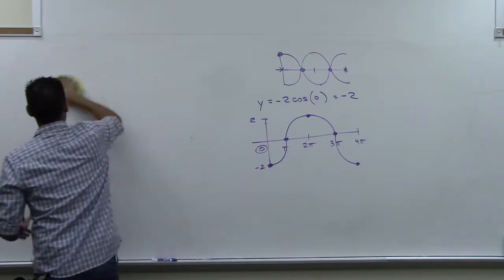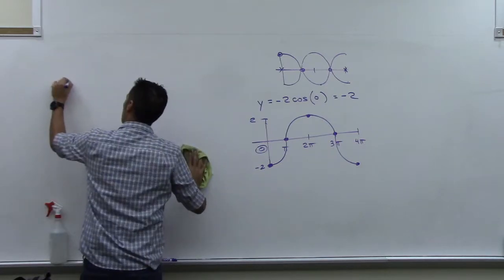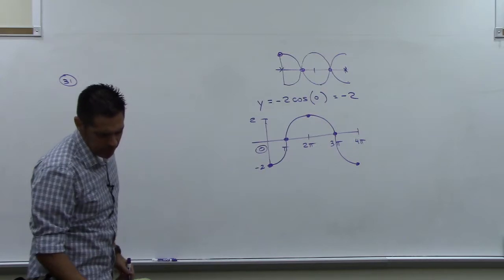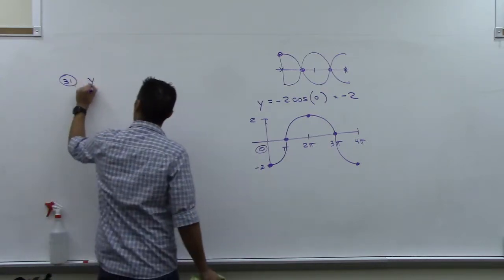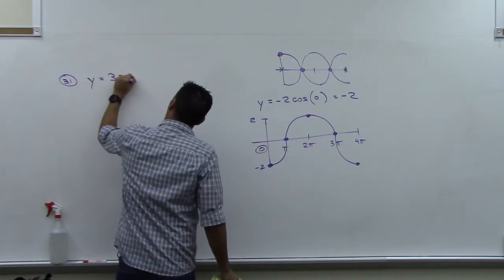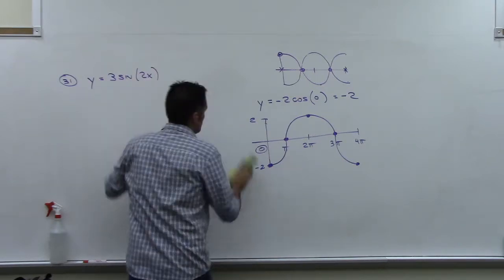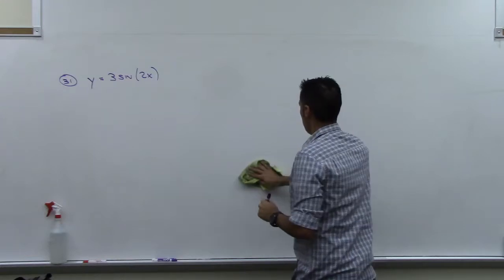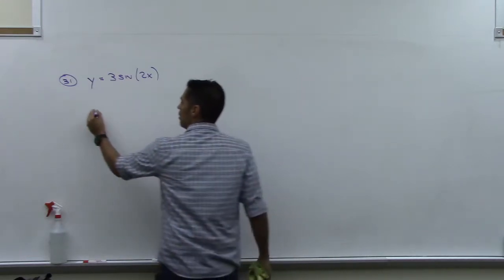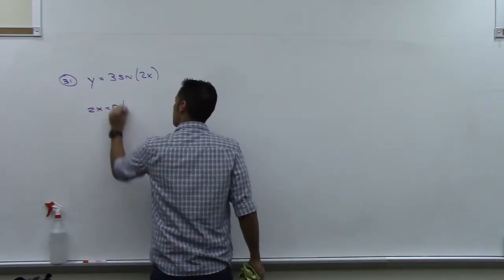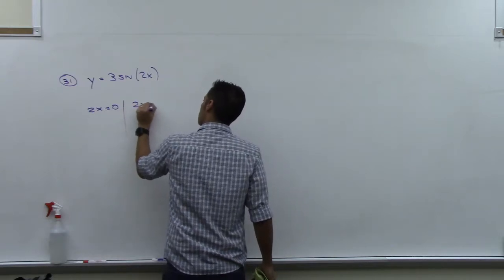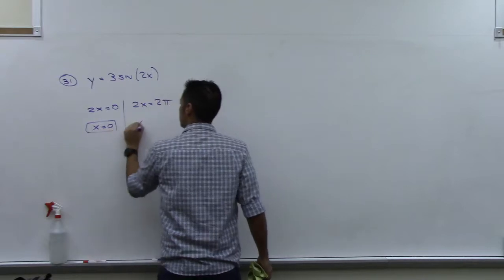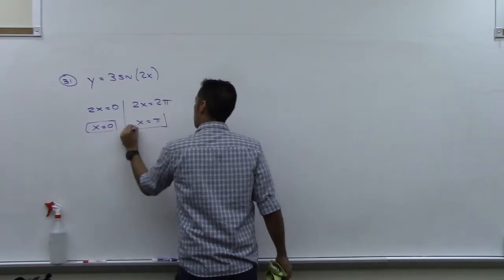All right, 31. For 31, y equals 3 sine of 2x. I'm going to try and do this one without drawing the basic sine function first. I'm just going to go straight to setting this equal to 0 and setting it equal to 2 pi. I get 0 and I get pi.